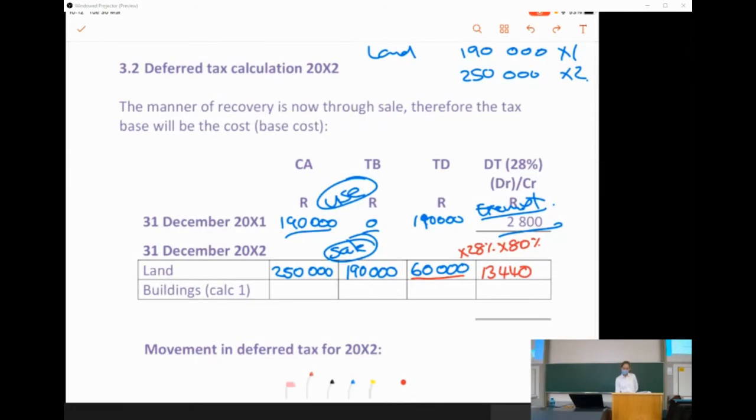Okay, and here you will have a little calc cross-reference to show how you calculated that amount, because obviously you didn't just use the 28%. So you'll say 28% times 80% equals 13,440.